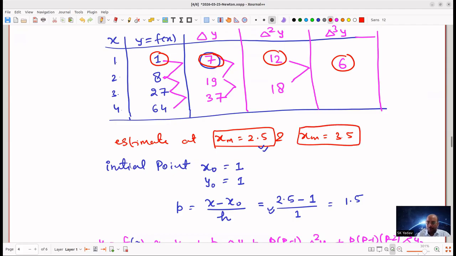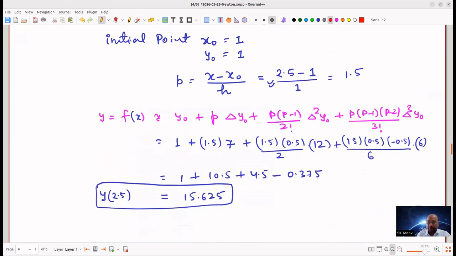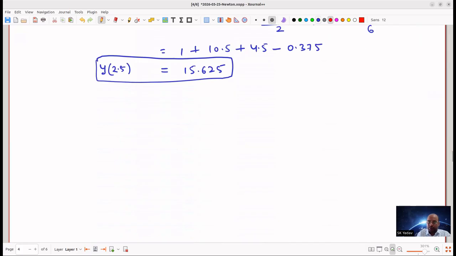Now for computing at x equal to 3.5, I will use the backward formula. And by using that, what is the change here? So for x equal to 3.5, we use Newton backward. So here, what are the requirements? What is the xn? Xn means last value, and what is yn, and then p.